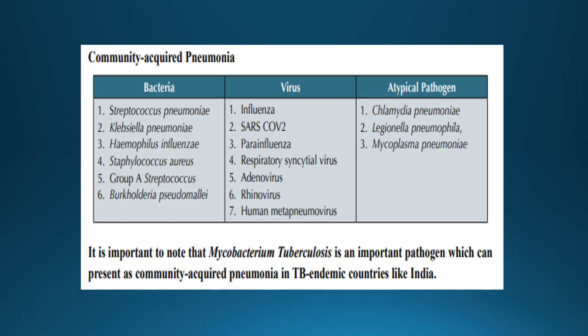What are the causes of community-acquired pneumonia? Bacterial causes include Streptococcus pneumoniae, Klebsiella pneumoniae, H. influenzae, Staph aureus, group A Streptococcus, and Burkholderia pneumoniae. Viral causes include influenza, SARS-CoV-2, parainfluenza, respiratory syncytial virus, adenovirus, rhinovirus, and human metapneumovirus. Atypical pathogen causes include Chlamydia pneumoniae, Legionella pneumophila, and Mycoplasma pneumoniae. It is important to note that Mycobacterium tuberculosis is an important pathogen which can present as community-acquired pneumonia in TB endemic areas like India.